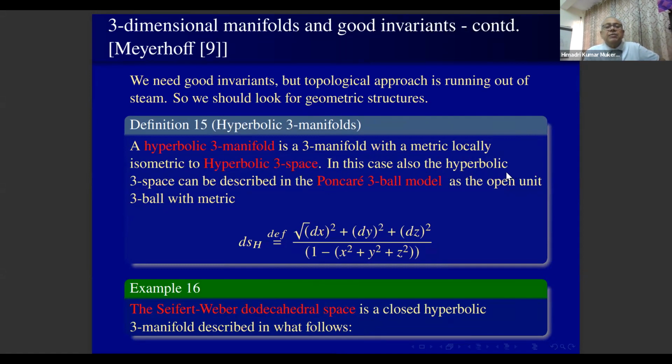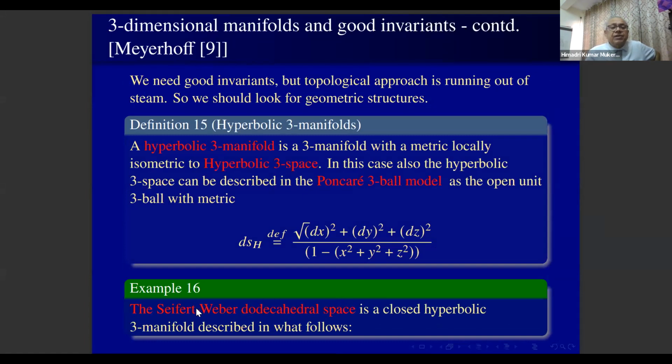In this case, hyperbolic 3-space can be described in the Poincaré 3-ball model as the open ball with this metric. This one is similar to the two-dimensional metric we have considered. The only thing is that the number of coordinates has increased.